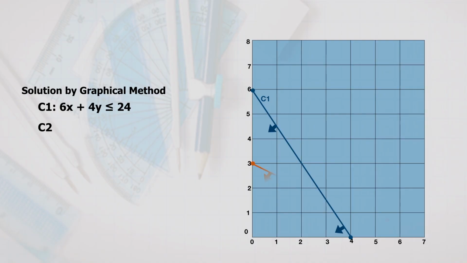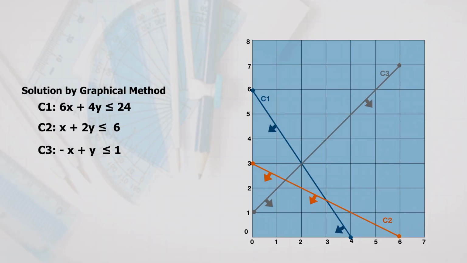Now, considering the constraint C2 given by x plus 2y less than or equal to 6 and computing in the same manner as we did for 6x plus 4y less than or equal to 24, the region of the constraint C2 is represented graphically, which is shown along with the graphical representation of the constraint C1. Likewise, by adding the other two constraints in the same graph, we have the graphical representations of all the 4 constraints restricted to the first quadrant only.